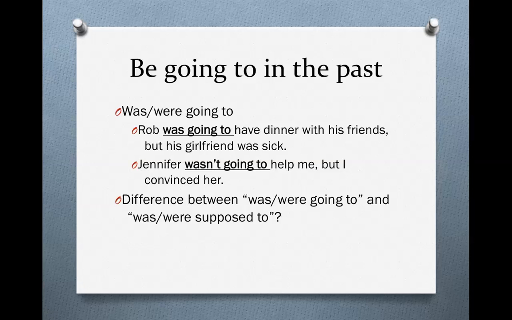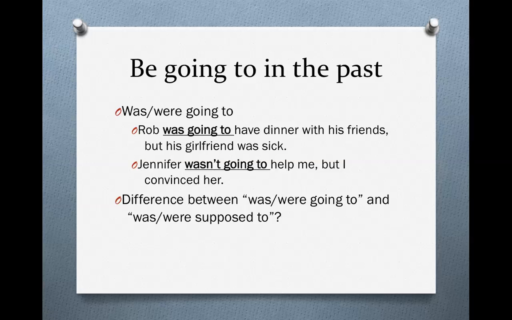Be going to in the past. We use be going to all the time to indicate future. I am going to go to the movies with my friends tomorrow night. Simple future, right? It has a slightly different meaning in the past. To write be going to in the past, we use was or were plus going to. For example, Rob was going to have dinner with his friends, but his girlfriend was sick. What does this mean? It means that Rob had a plan to have dinner with his friends, but his girlfriend was sick, so it didn't happen. That was his plan, that's what he intended to do, but it didn't happen.